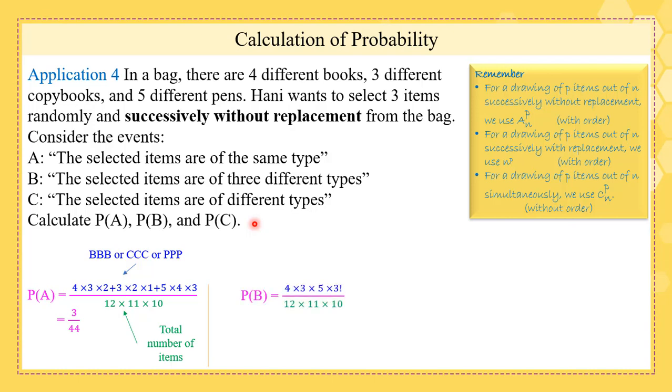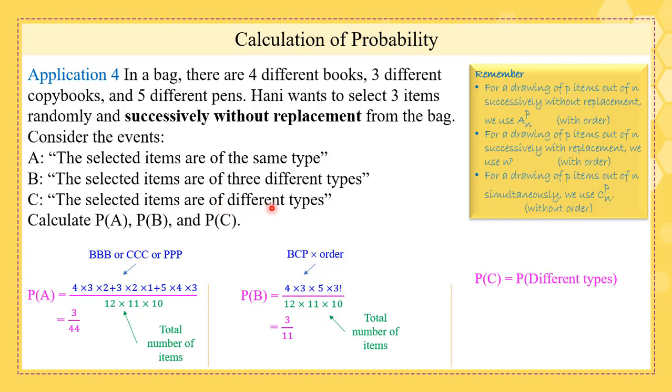Here we have the selected items are of 3 different types. Pay attention. 3 different types. So in this case, we need book, copybook, pen times the order because we have different letters, and the order in this case would be a 3 factorial. We have in fact 4 books. This is 4. We have 3 copybooks. This is 3. And we have 5 pens. This is 5. And for the denominator, it's always 12, 11, 10. Try to find P of C alone.